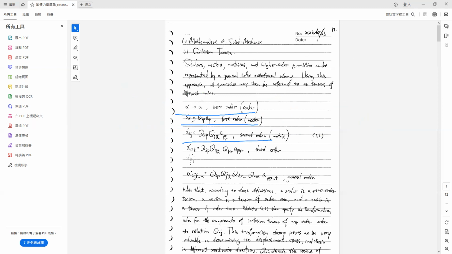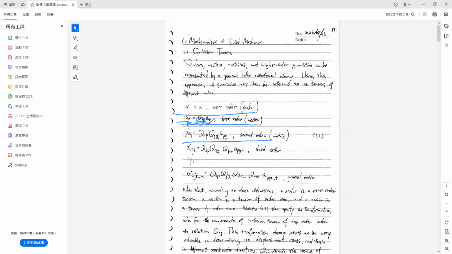Then we can see there is, like, A_i' equals Q_ip dot A_p. It means the dimension p will be eliminated. There is only i, this dimension here. Then there is only one variable, which means there is only one direction. So A_i' is a vector.